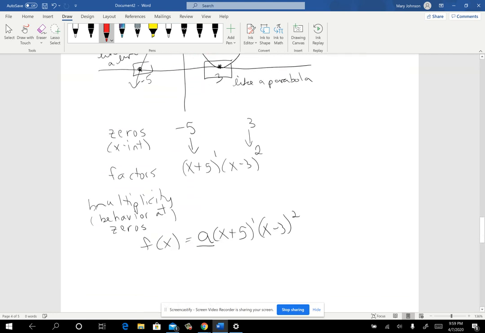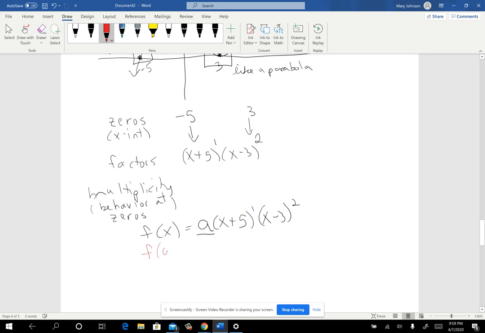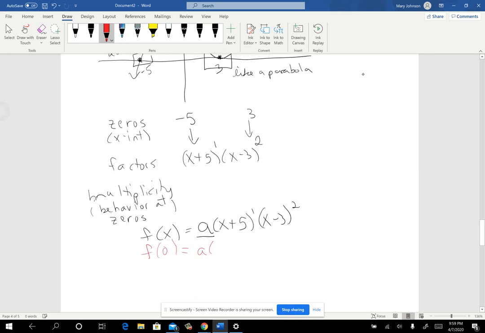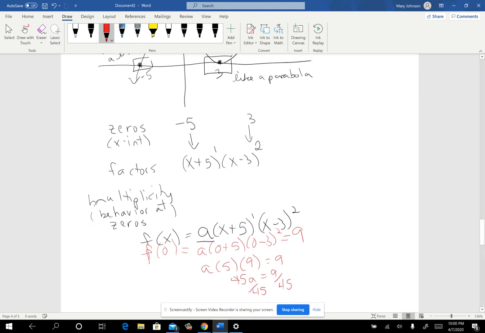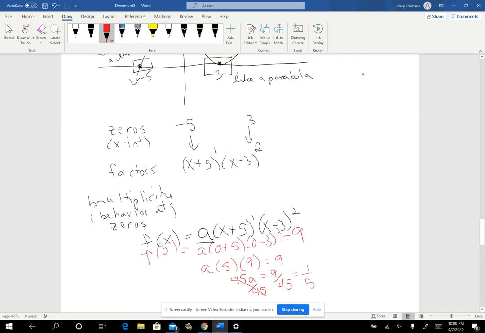All right, so what you're going to do down here is plug in the 0 for the x. And when you do, you should wind up getting 9. So that's 5, and that's -3 in parentheses squared, which would be 9. So you have 45a equals 9, which means the a turns out to be a fifth, doesn't it? Okay. All right, so we're almost home free.